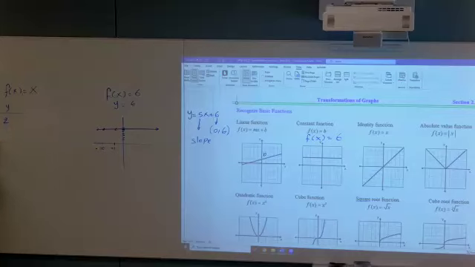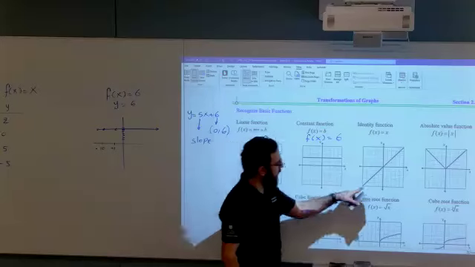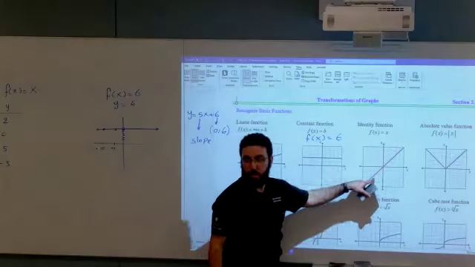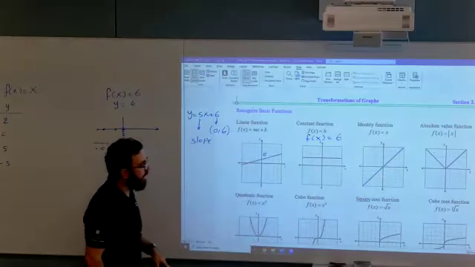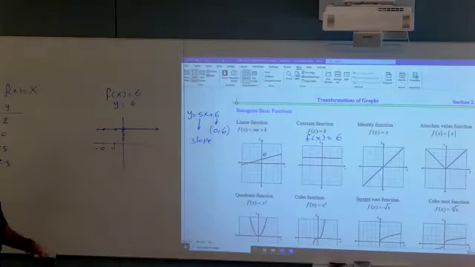Put 0, how much is it going to be? 0. Put 5, it will be 5. Put negative 5, it's going to be negative 5. So when you graph these points, your function is going to be 100% like this. It's called the identity function.